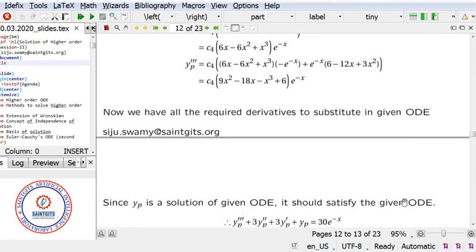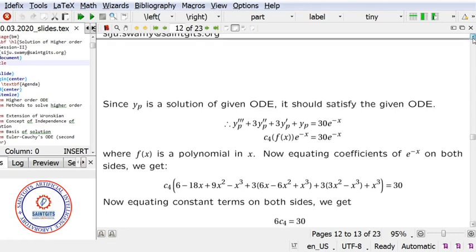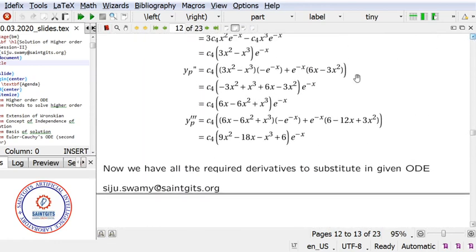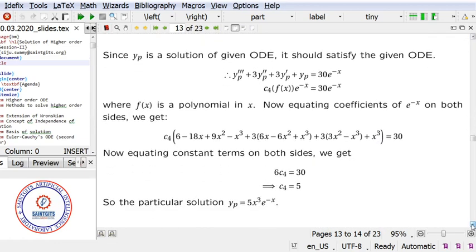Now we substitute all these things into this ODE. yp triple dash plus 3 yp double dash plus 3 yp dash plus yp is equal to 30 e raised to minus x. All these terms, yp triple dash and so on, are taken from the previous step. It is a lengthy expression, that is why I skipped that step.